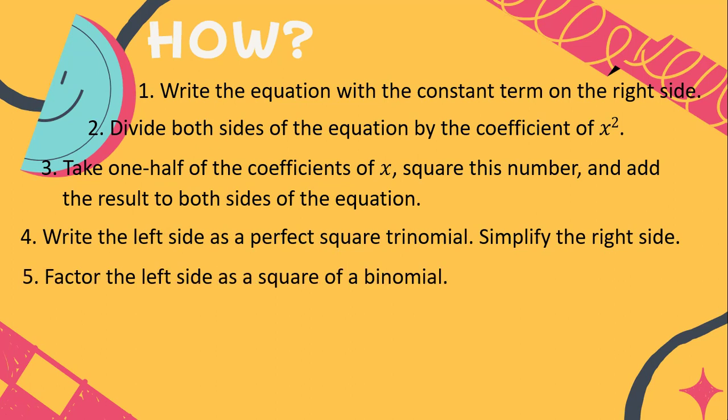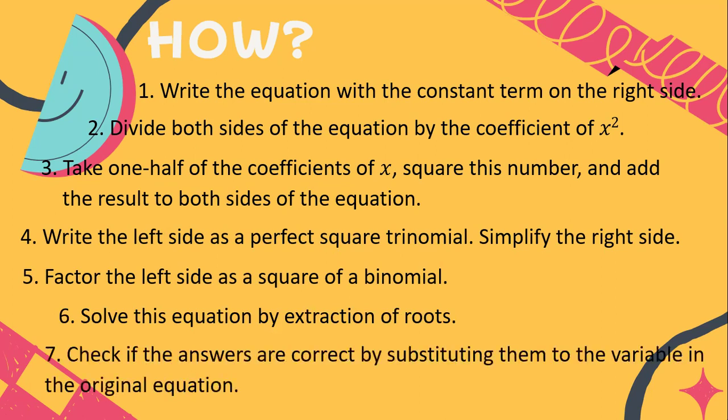Fifth, factor the left side as a square of a binomial. Sixth is to solve this equation by extracting the roots. And seventh is to check if the answers are correct by substituting them to the variable in the original equation. I hope you can recall the terms perfect square trinomial and the square of a binomial, because we need them here in solving quadratic equations by completing the square.